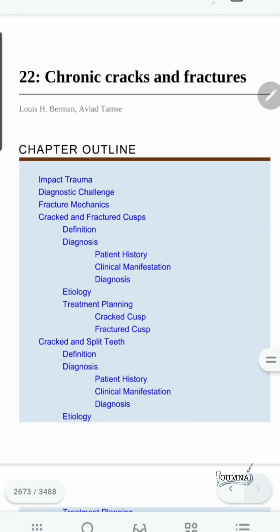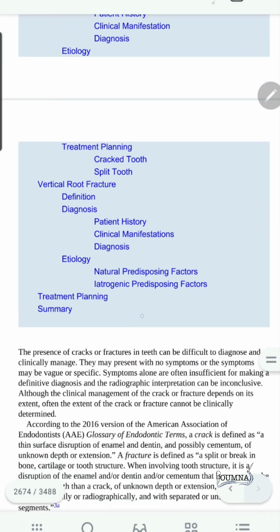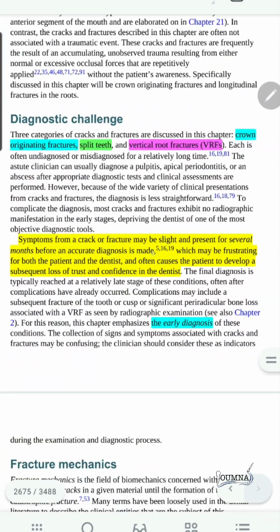Salam. Today we will talk about the cracks and fractures. We will discuss the three types: the cracks that are only in the crown, the split tooth, where the tooth becomes two separate parts, and the famous vertical root fractures.